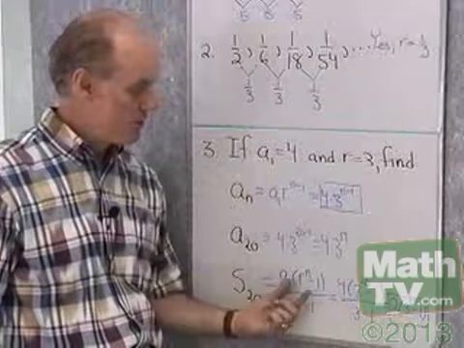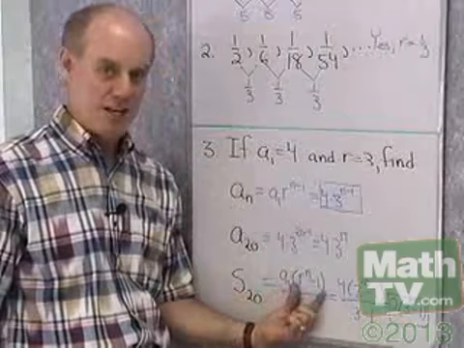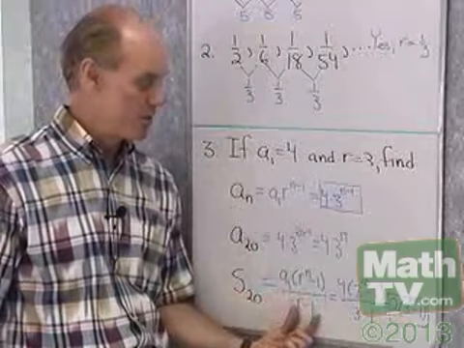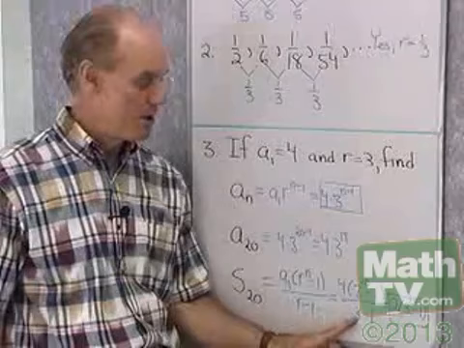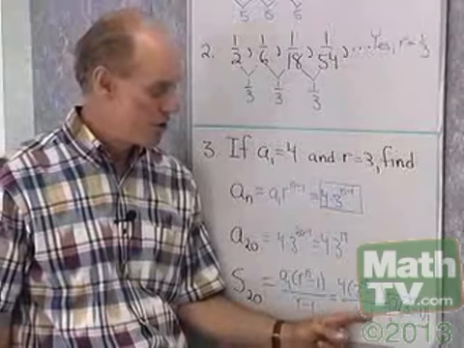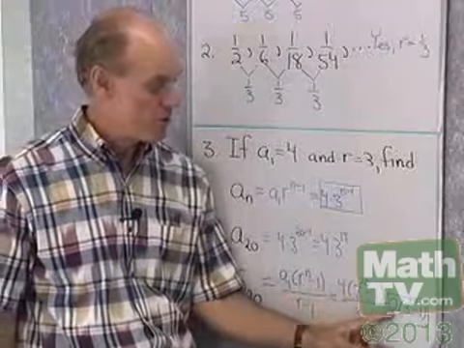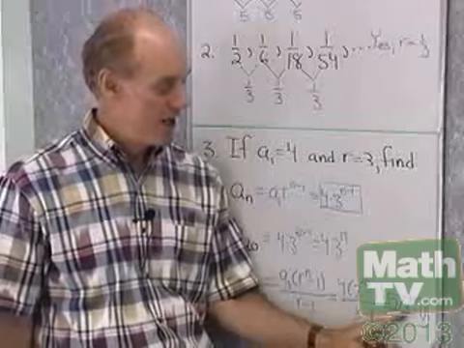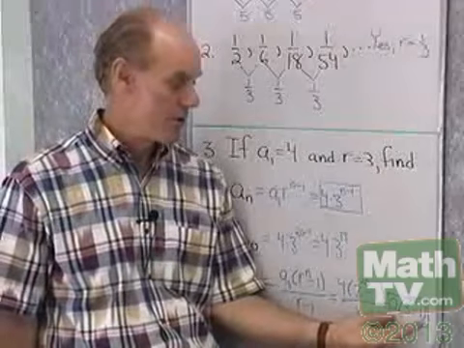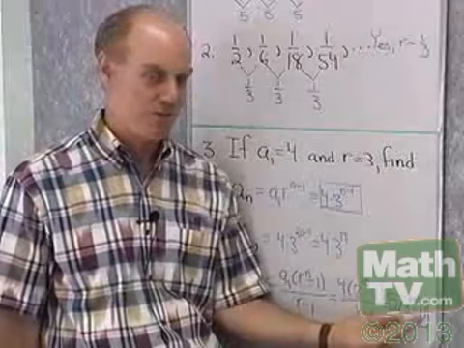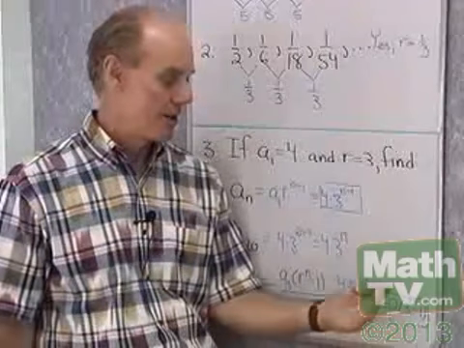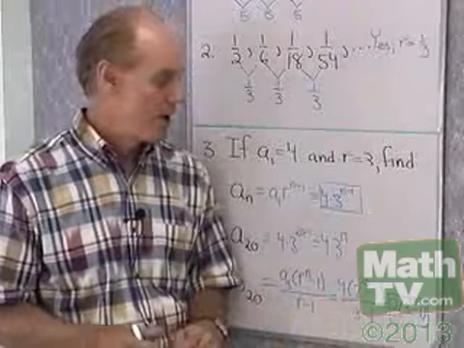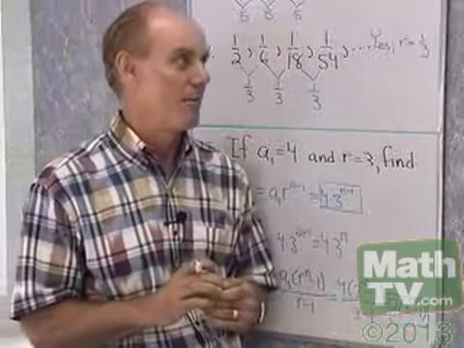So it's the first term times this quantity, r to the nth minus 1, divided by r minus 1. So when I put r equal 3 in, 3 minus 1 comes out to be 2. 2 divides into that 4 twice. That's where that 2 came from. Now 3 to the 20th minus 1, that's a pretty large number, so I can just leave it in this form right here. If I had a calculator, I could get a decimal approximation to it. Okay, let's go on now and look at the next problem.